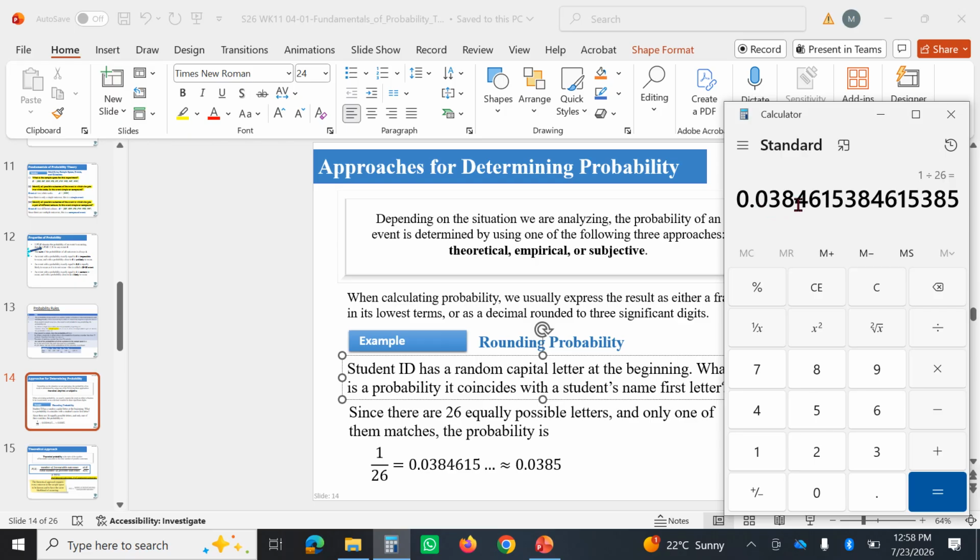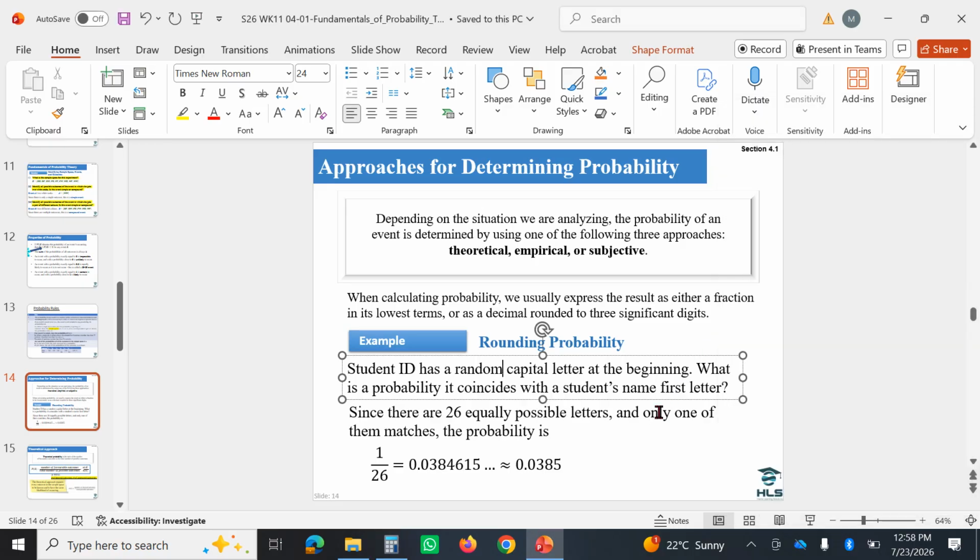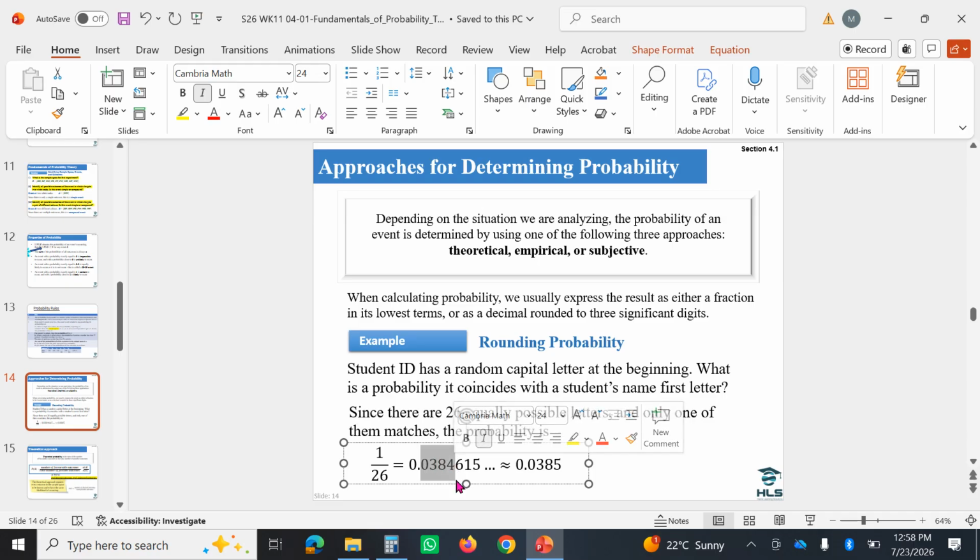If you do the math, 1 divided by 26 is 0.03846153. To calculate the percentage, multiply by 100. So there is about a 3.846% chance of that happening, about a 3.8% chance of picking the letter that you want. They've kept it in decimal form, which is perfectly fine, but you have to realize that is 3.84%.